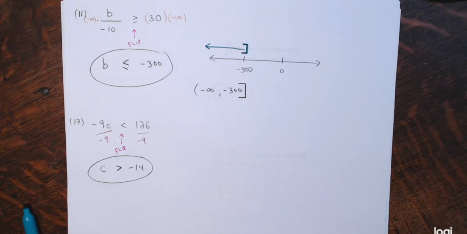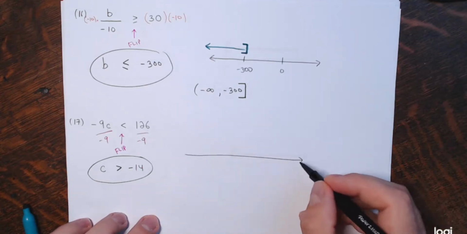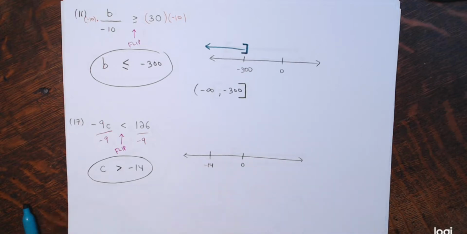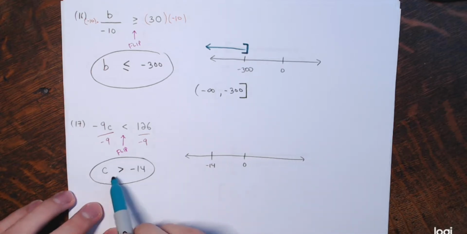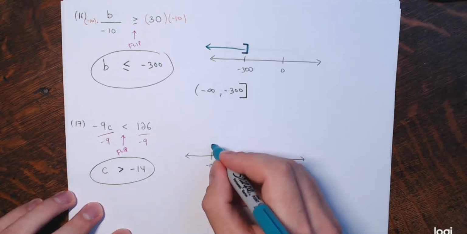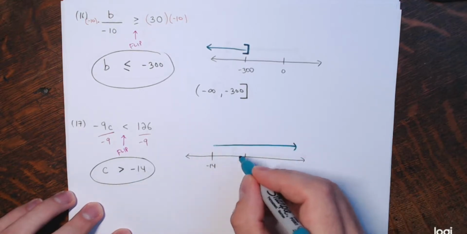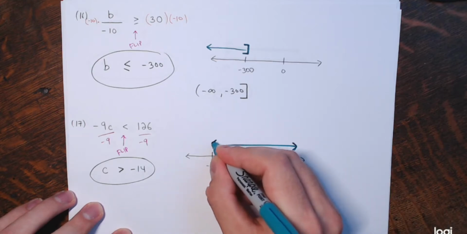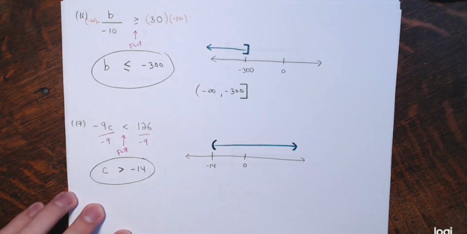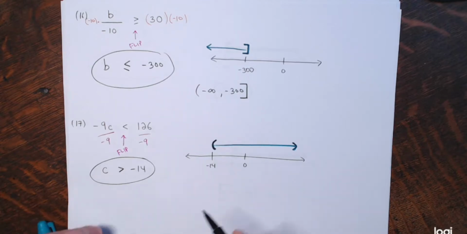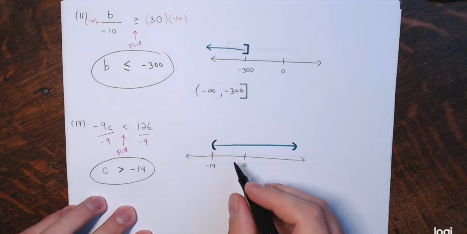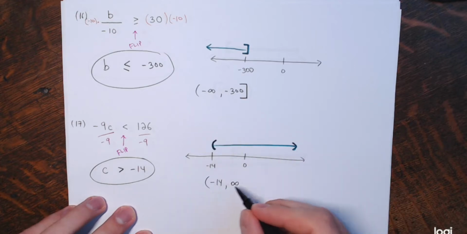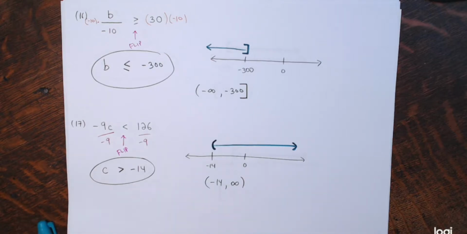And the graph, here's 0, negative 14 would be to the left of 0. And all the solutions of this are numbers greater than negative 14. So negative 13, negative 12, and so on to the right, but not including, so parentheses on negative 14, not including negative 14. And then the interval notation for this, from left to right, we're going from negative 14 to positive infinity, and parentheses on both of those because neither of those is a solution.